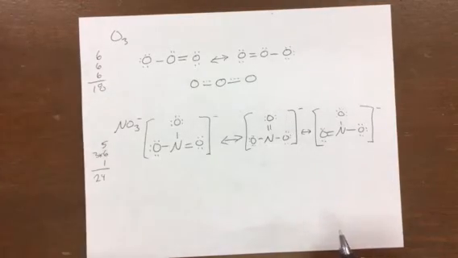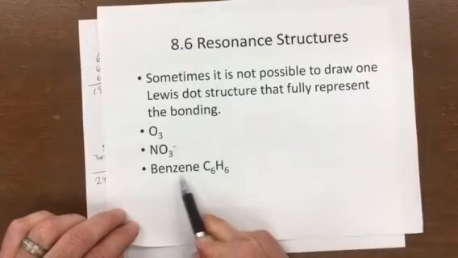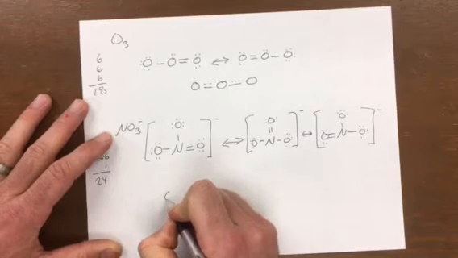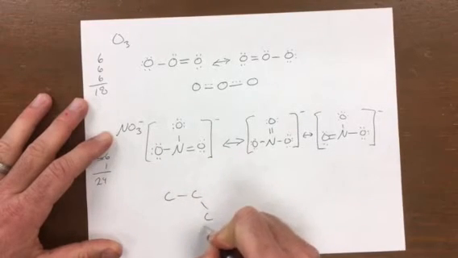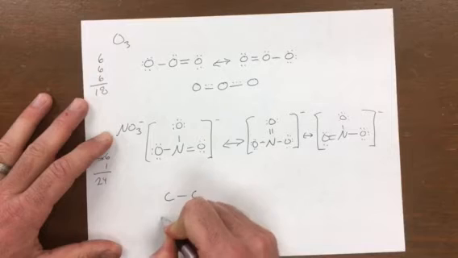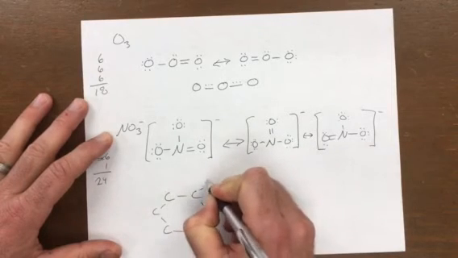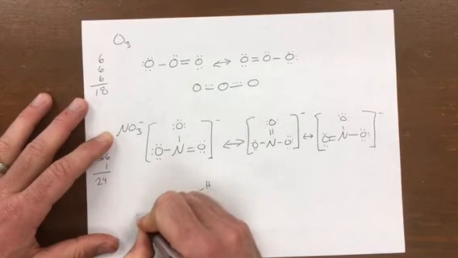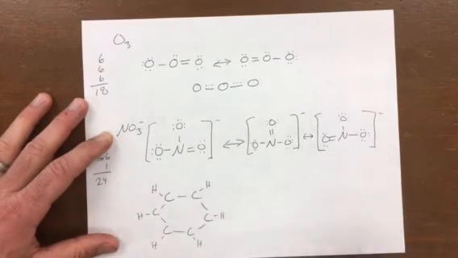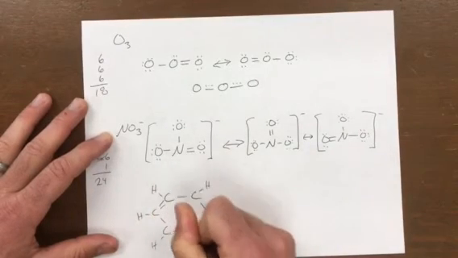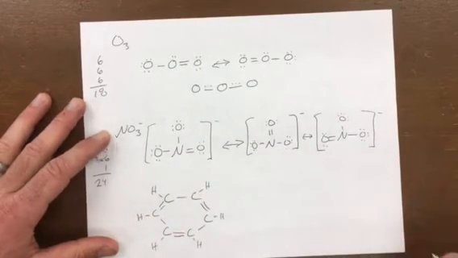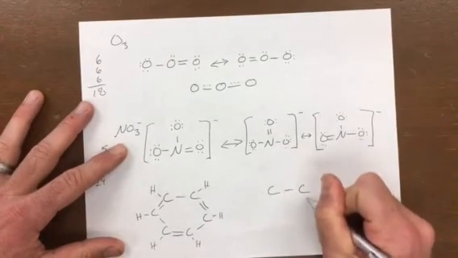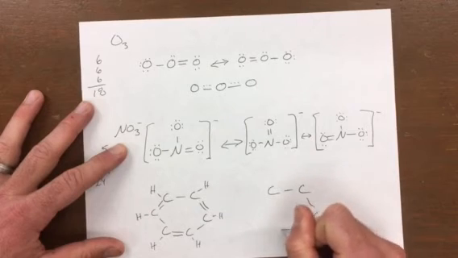The last example I wanted to show was benzene, C6H6, and so this is an organic molecule that forms a ring of carbons like this, and then there's 1 hydrogen attached to each of the carbons. And then in order for us to get an octet, we have to put double bonds between some of the carbons. I put it between these carbons, but I could have just as easily put it between the other carbons.